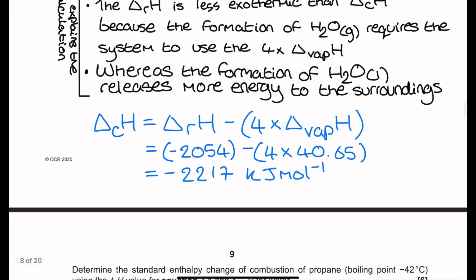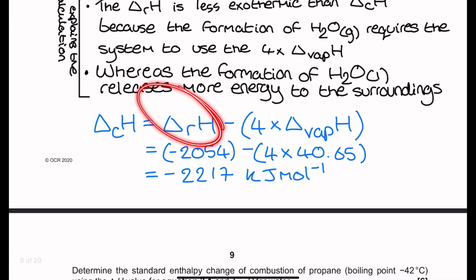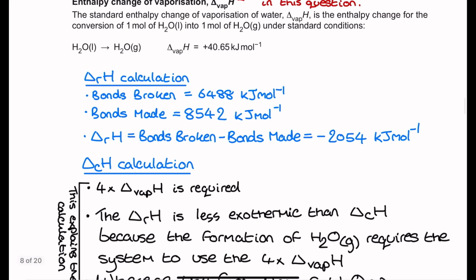So what I need to do here with my calculation is I need to take this number that I've calculated using bonds broken minus bonds made, and I need to make it more exothermic because I want that gaseous H2O to effectively, theoretically condense and kick out the energy that it's currently got to be part of that gas state. And so what I'm going to do with my calculation is I'm going to subtract 4 lots of the enthalpy change of vaporization and look at how much more exothermic my answer is. I get negative 2,217 here.